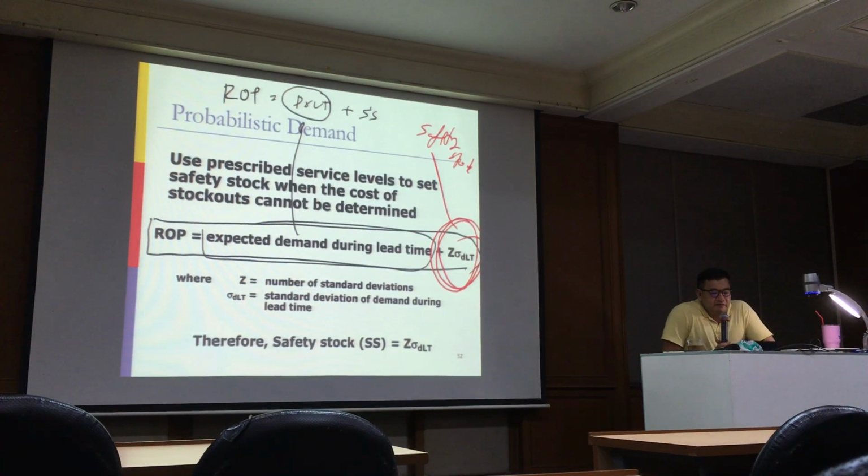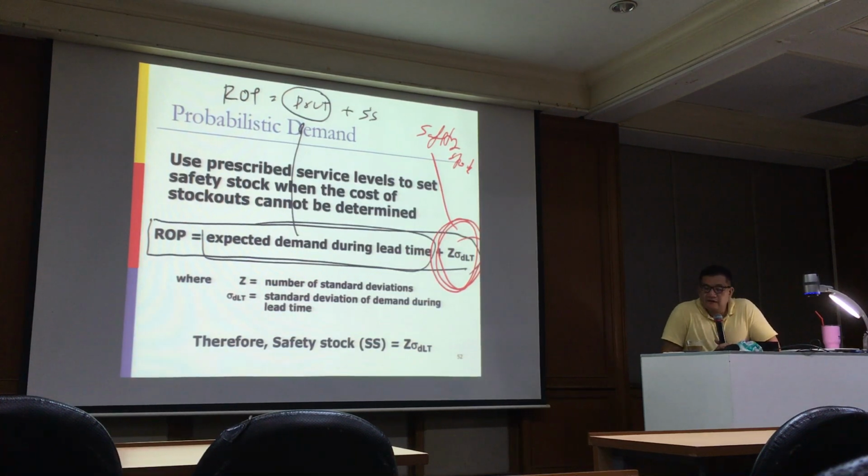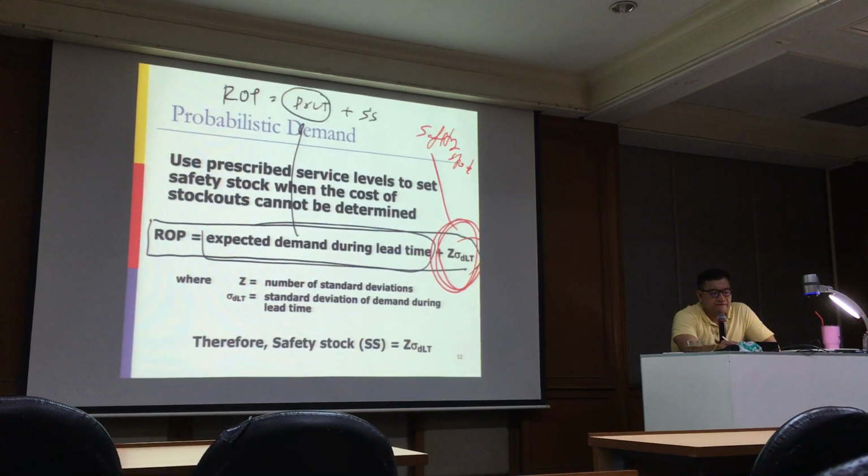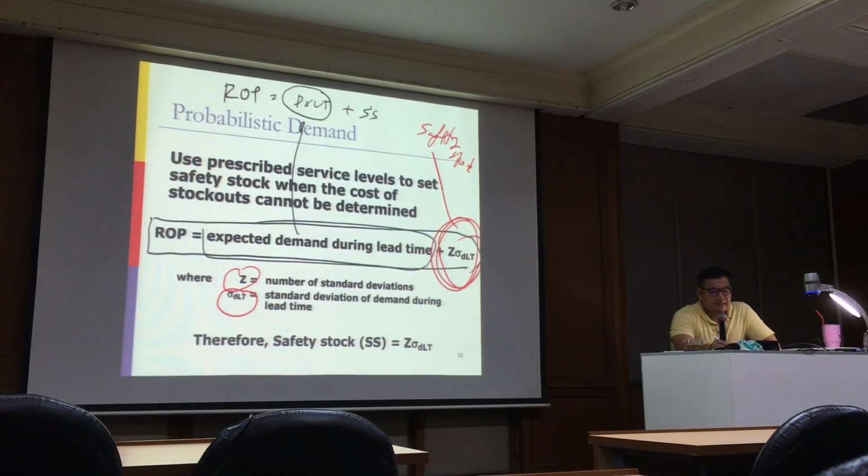The reorder point equals expected demand during the lead time plus safety stock. And the general case that we're going to study now, not the special case yet, is where we assume that demand during the lead time follows a normal distribution. Z is the number of standard deviations, and the standard deviation of demand during the lead time is sigma DLT. So safety stock is going to be Z multiplied by the standard deviation of demand during the lead time.